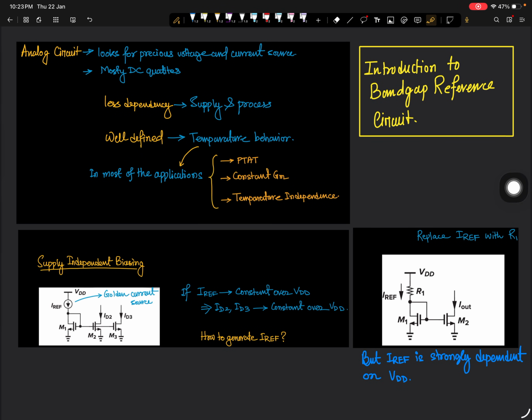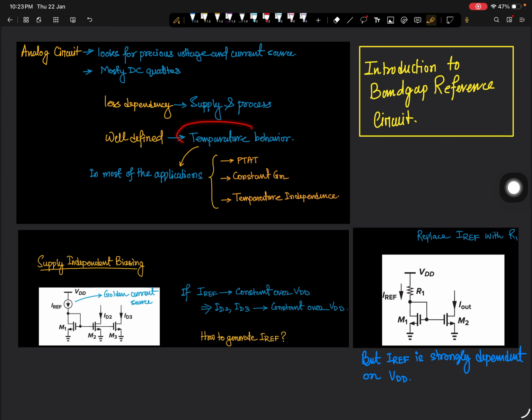So today we are going to start the bandgap reference circuit, and this is the introduction video. If you look at any analog circuit, it always looks for some precise voltage and current source, and most of the time these are DC quantities. Certain properties are also demanded, like these sources should be very less dependent on supply and process, and there should be very well-defined temperature behavior.